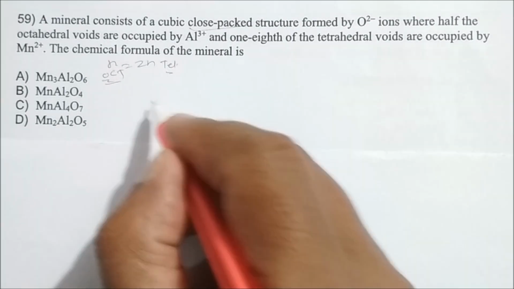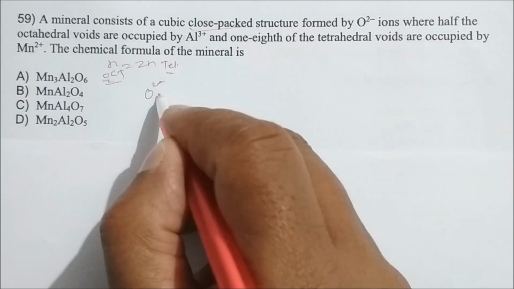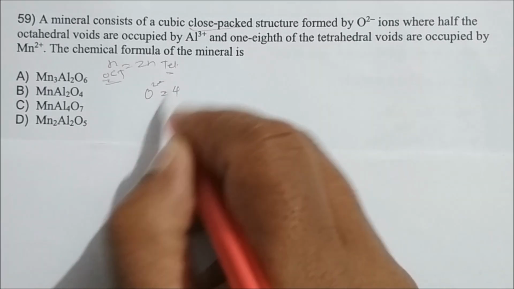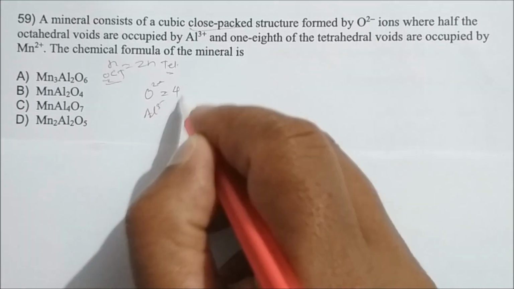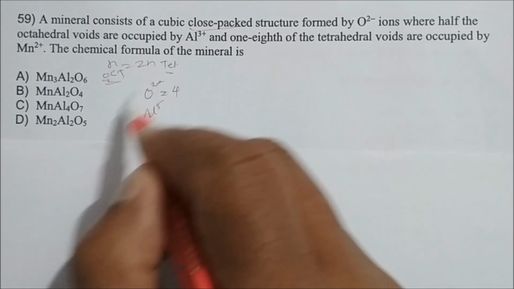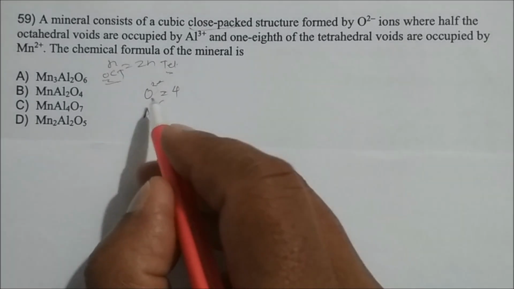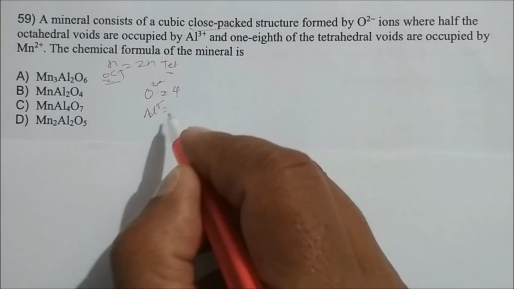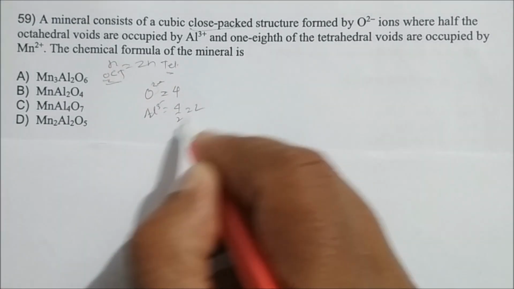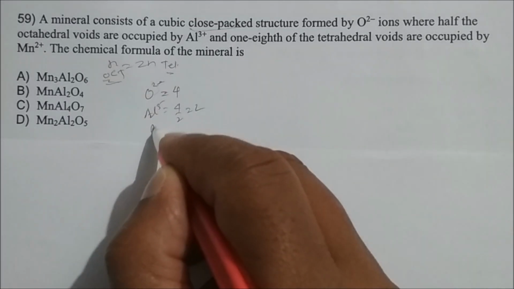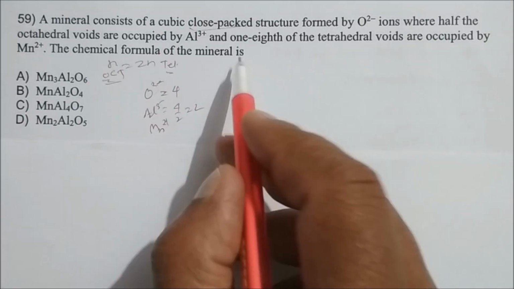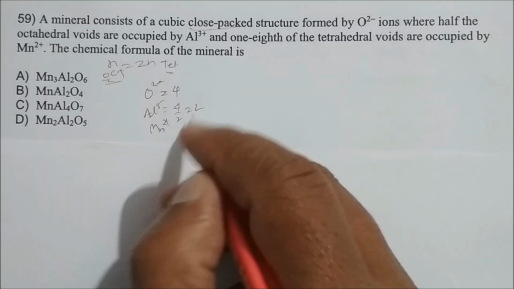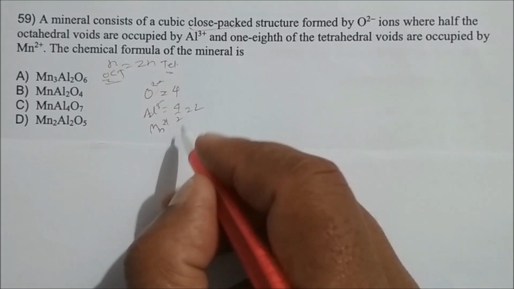Now in CCP, how much is oxide? Oxide occupies the corners and face centers, so there will be 4 atoms. For aluminium, the number of octahedral voids is equal to the number of contributing atoms, which is 4, and half is occupied, so 4 by 2 is 2. For manganese, it occupies 1/8 of the tetrahedral voids. The total tetrahedral voids are 8, so it occupies 1/8 of them.